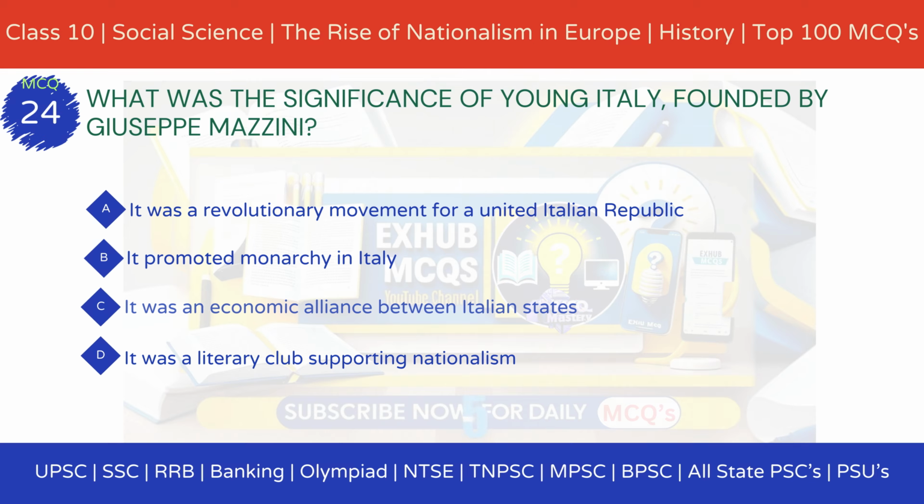MCQ 25. Which state led the process of Italian unification? Option A, Lombardy. Option B, Sardinia-Piedmont. Option C, Naples. Option D, Rome.